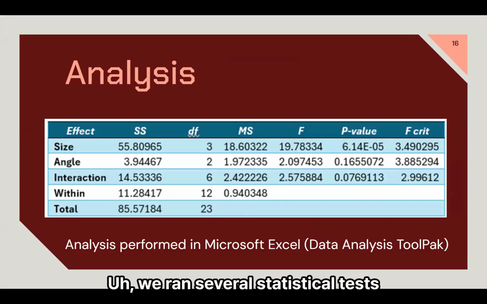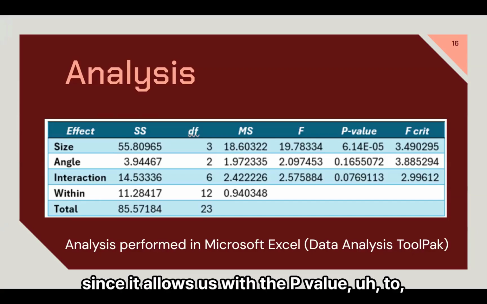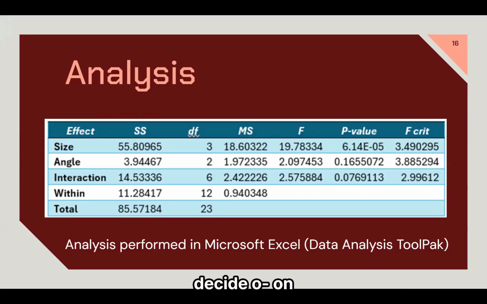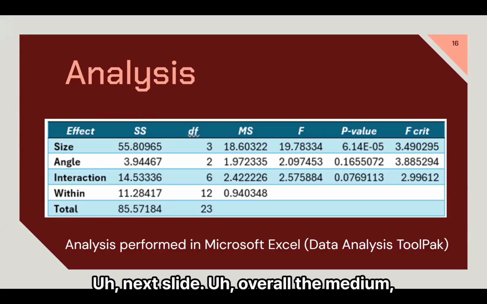We ran several statistical tests, with the key and most important one being the two-way ANOVA test, since it allows us, with the p-value, to decide on our null and alternative hypotheses. Next slide.